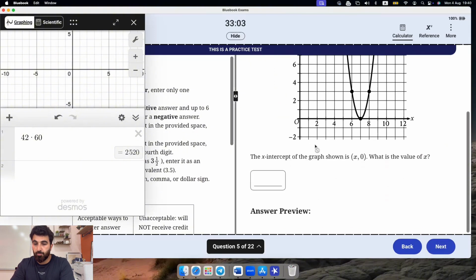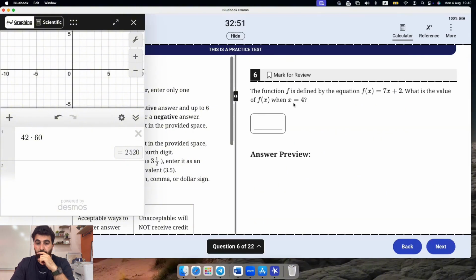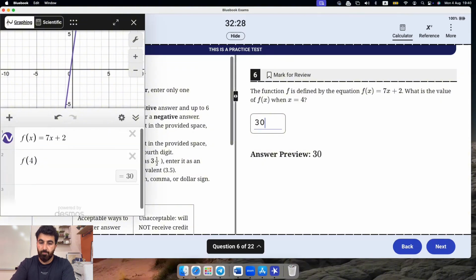The next question is a parabola. They are looking for the x-intercept. Look, the x-intercept is the point where the graph touches the x-axis, which is here, as you see, that is 7. And question 6, the function is given. What is the value of f(x) when x is 4? This one is simple, but if the function is very complex and hard to substitute, you can simply type it into Desmos, like 7x plus 2, and just write f of 4. And the answer, as you see, is 30.